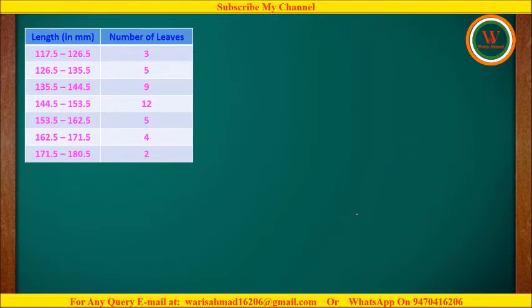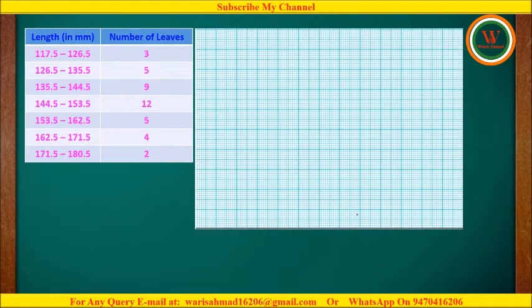For that, let us consider a graph paper. On this graph paper, first of all, we will draw the x-axis. On this x-axis, we will represent the length in millimeter. Then we will draw the y-axis. On this y-axis, we will represent the number of leaves.